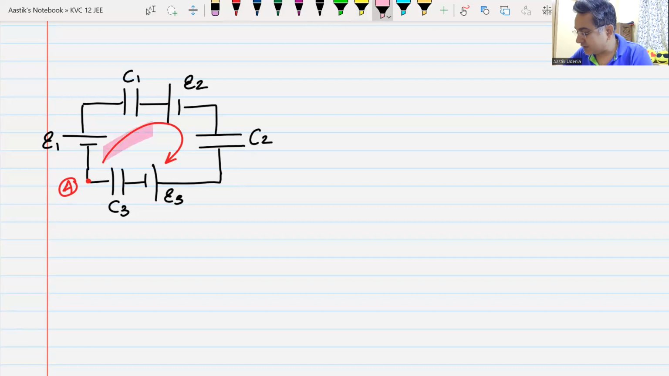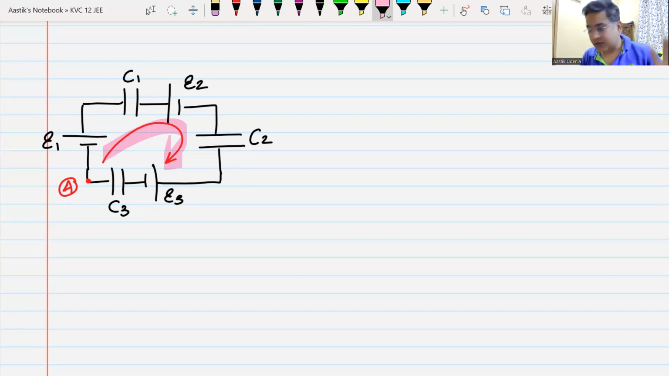I always move like this. I don't know why. I will move in the loop like this. Now I don't know which battery is powerful, which battery is strong, or their values. Doesn't matter. You don't have to see which battery is positive, which plate is positive. You just have to take assumptions on your own.